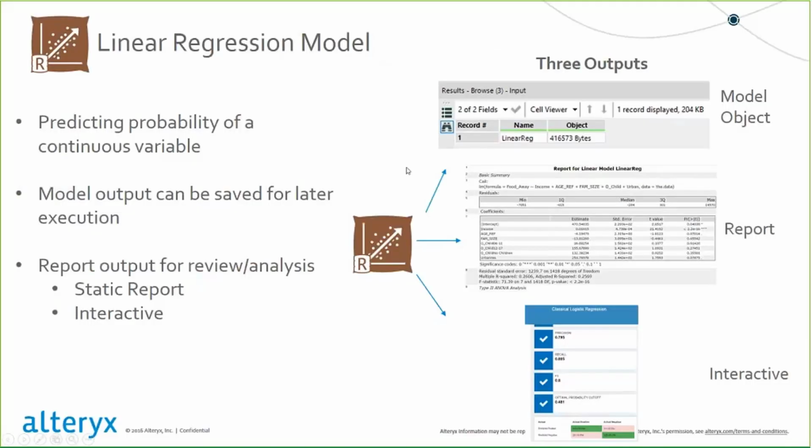Linear regression. So what does it do? Predicts probability of a continuous variable. You may be wondering, what is a continuous variable? I kind of just see it basically as just numbers.